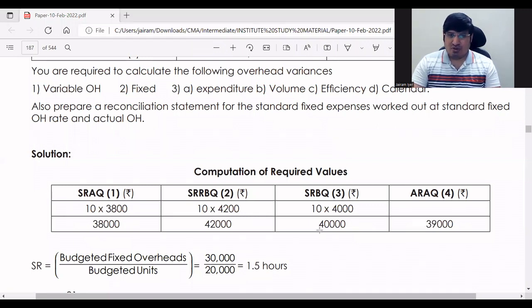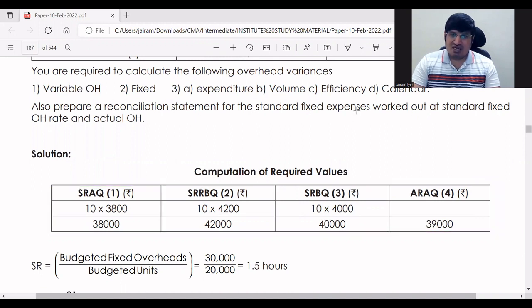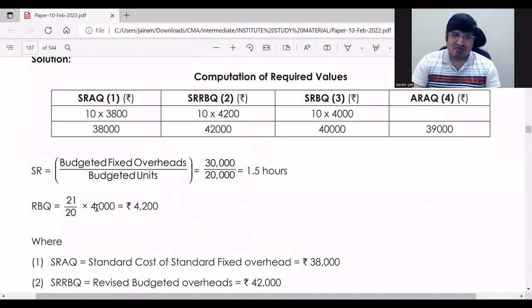Chalo. So now what all do we have? We have this, right? And we have these two. Now this we have to find out. For revised budgeted quantity, what you have to do? Take your budgeted quantity 4,000 and just multiply by 21 upon 20. That days difference, 21 upon 20. Basically what we are saying is for 20 days it is 4,000.